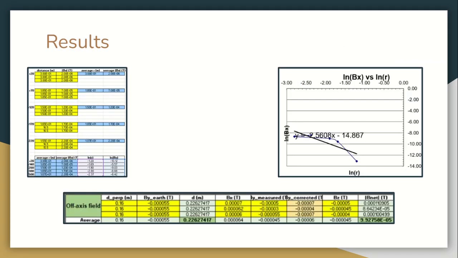Here are my results and my tables with one of my first results. From here, you can kind of see it. I should have moved this equation around. It says y equals negative 2.5608x minus 14.867. That negative 2.56 is our n value. Yes, that is our n value.